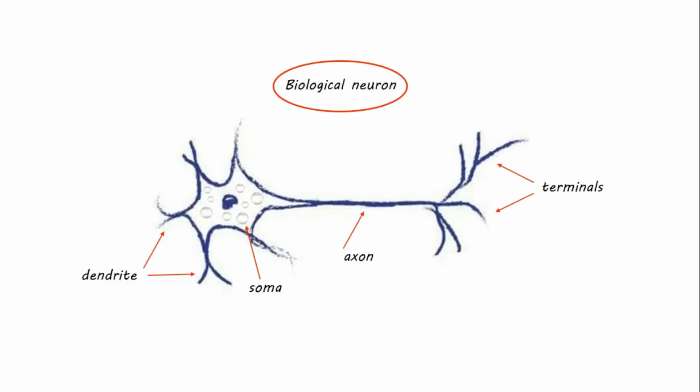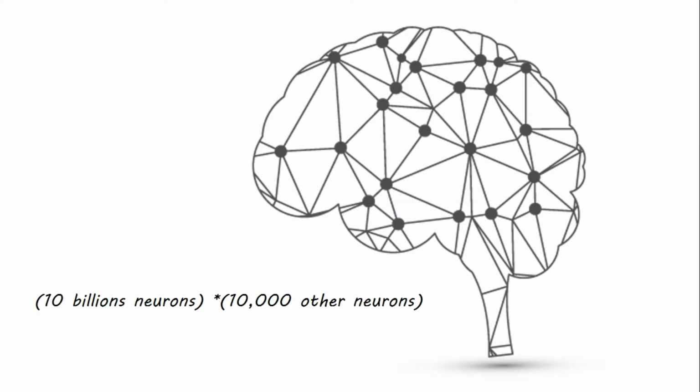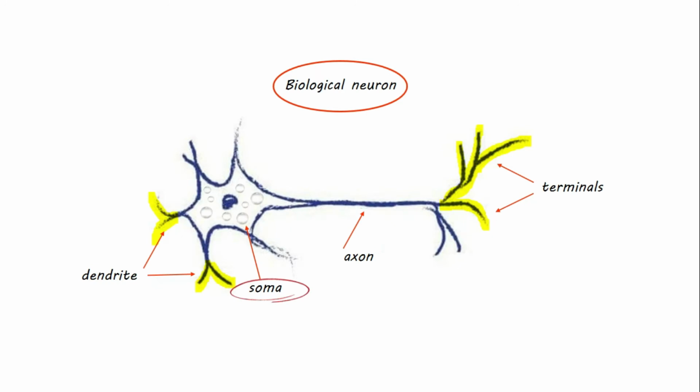This is the structure of a biological neuron. Neurons are connected to other neurons through their dendrites and terminals. Our brain is composed of approximately 10 billion neurons, each connected to about 10,000 other neurons. The cell body of the neuron is called the soma, where the inputs and outputs connect soma to others. Each neuron receives electrical inputs from other neurons at its dendrites. If these inputs are sufficiently powerful to activate the neuron, then the activated neuron transmits the signal.